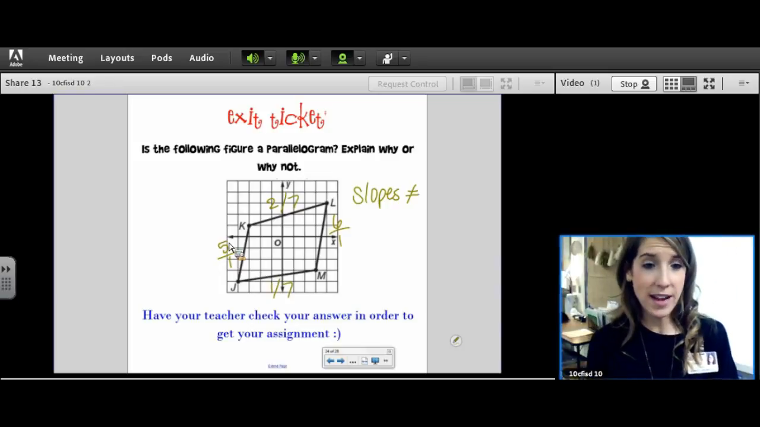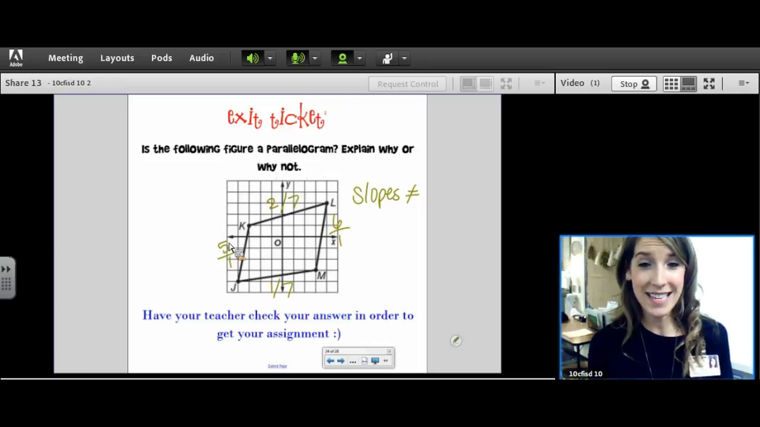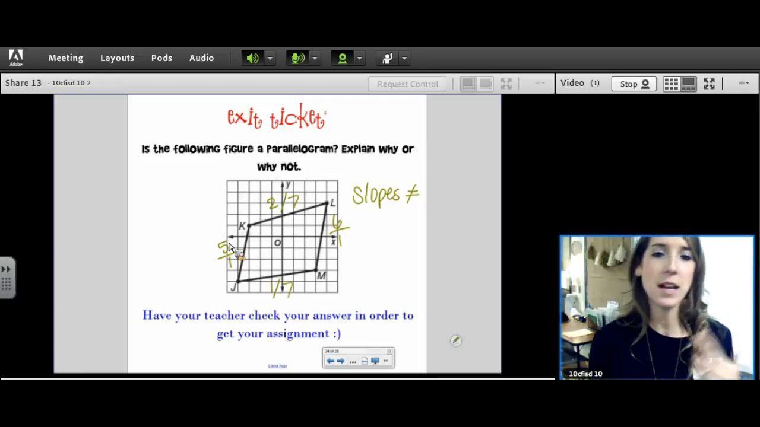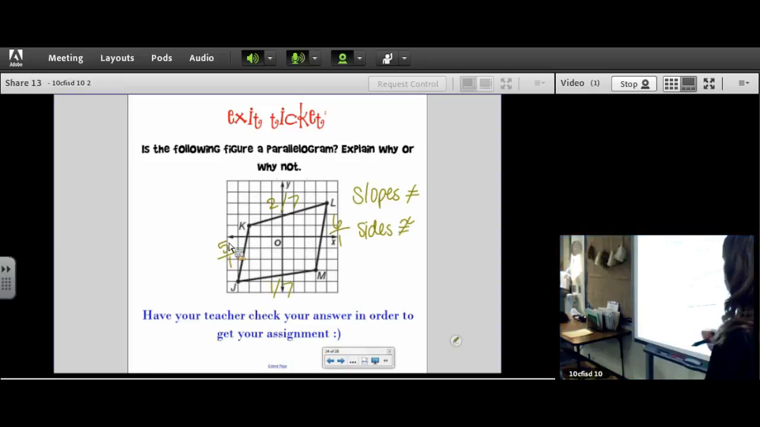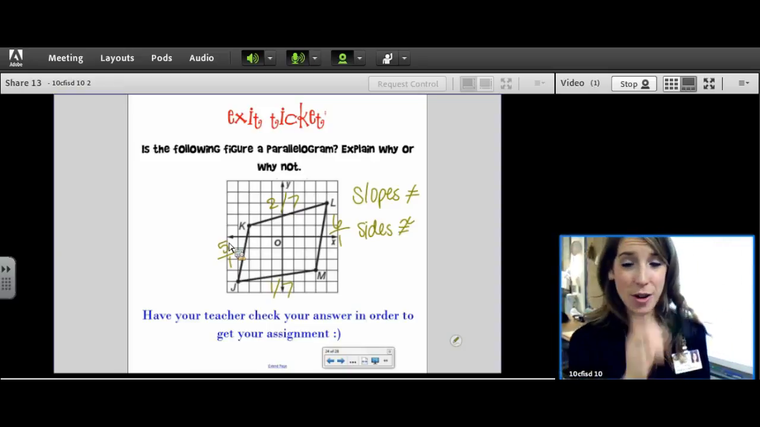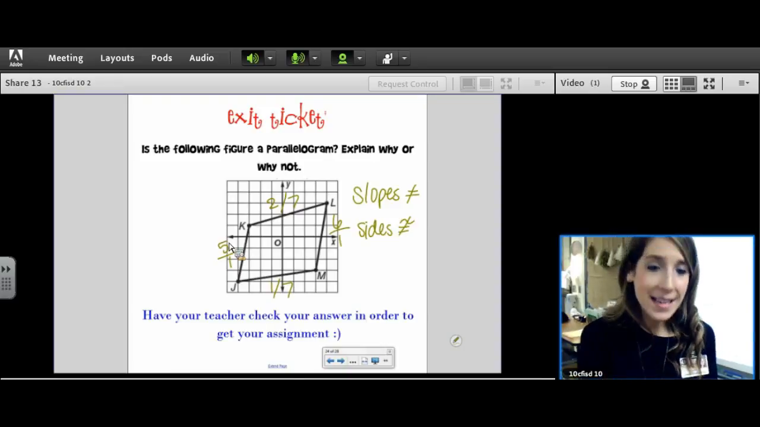But I like how you're pointing out other things. You could find the length. You could find the distance. You'd have to use Pythagorean theorem. But anyways, you could show that the opposite sides were not congruent. You could even go crazy and draw some diagonals in there and show that the diagonals don't bisect each other.